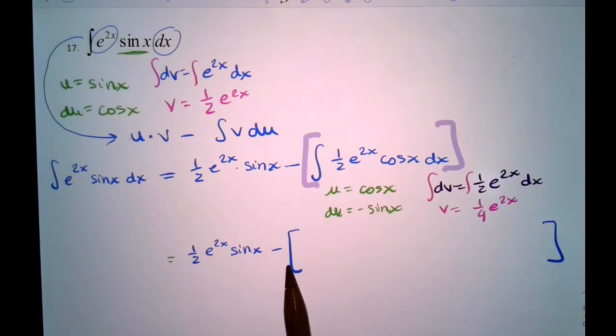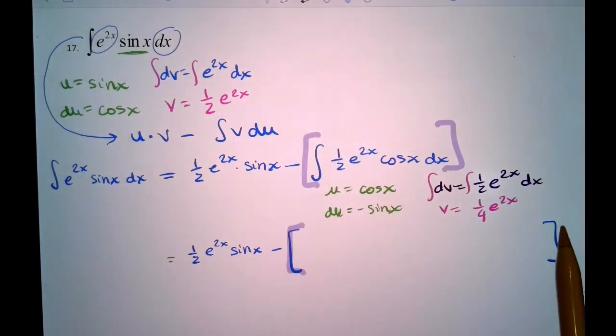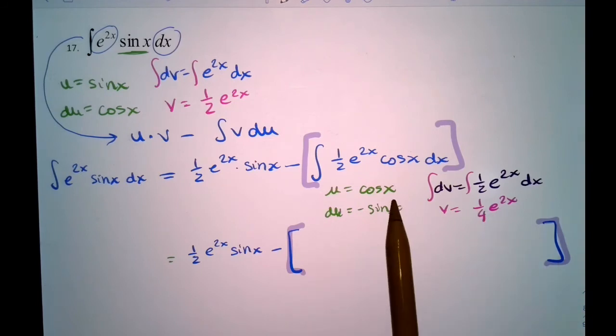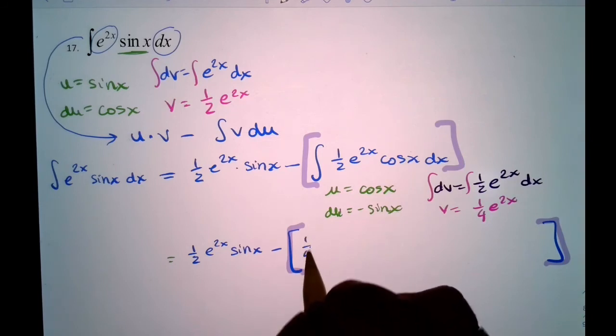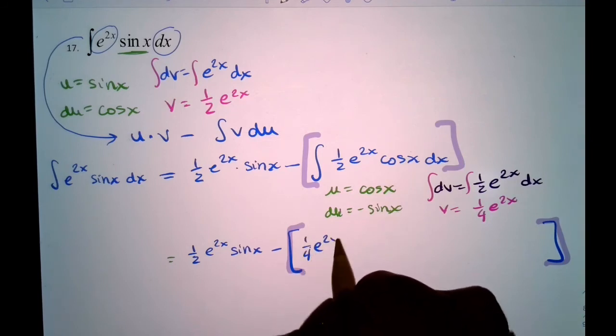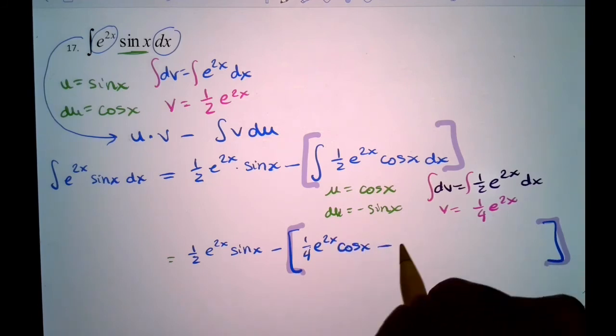And now I'm going to do the integration by parts in here, right? Okay. So in here is where I'm going to have the u times v, so I'll work on that. 1/4 e to the 2x times cosine x, minus the integral of v du.